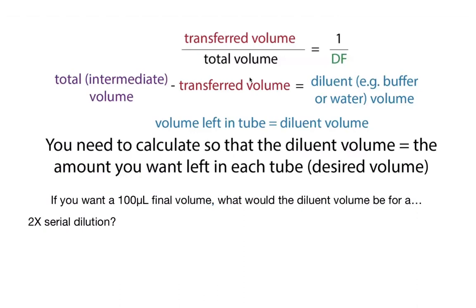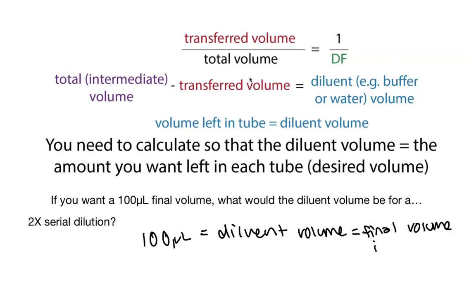So how do we go about actually figuring this out? Let's put some numbers on things. If we want a 100 microliter final volume, what would the diluent volume be for a 2x serial dilution? Basically, we said that the diluent volume would be your desired volume. So in this case, we would want 100 microliters. So that equals your diluent volume, and that's what you want your final volume to be. That's how much you want in each tube.